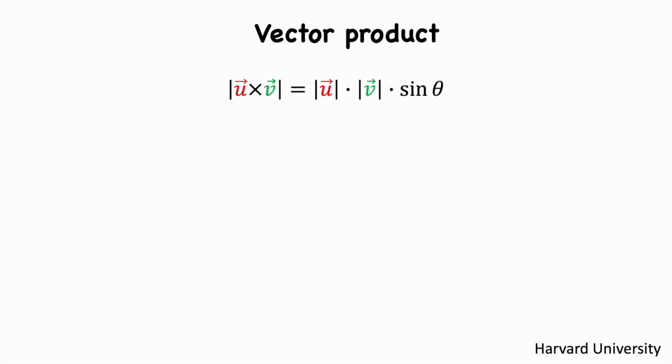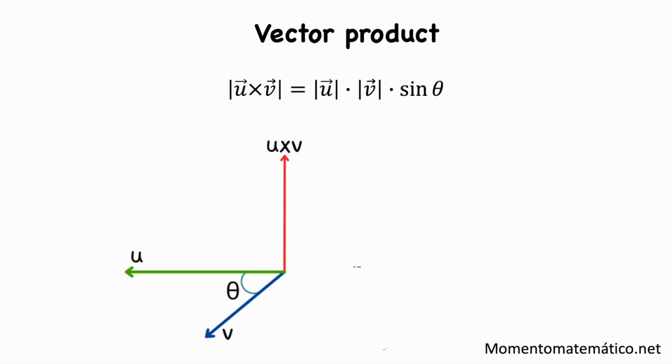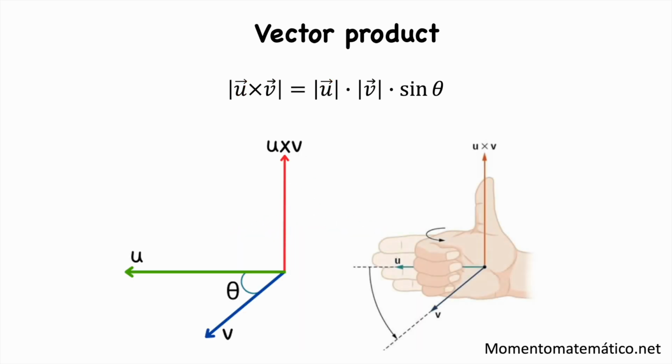The vector product or cross product of two vectors is a vector such that its magnitude is given by the result of the multiplication of the vectors' magnitudes and the sine of the angle between them. Its direction is perpendicular to the plane defined by both vectors, and its pointing is given by the so-called right-hand rule. If we bend the fingers of our right hand from vector A to vector B, the thumb will indicate the pointing of vector A times B.